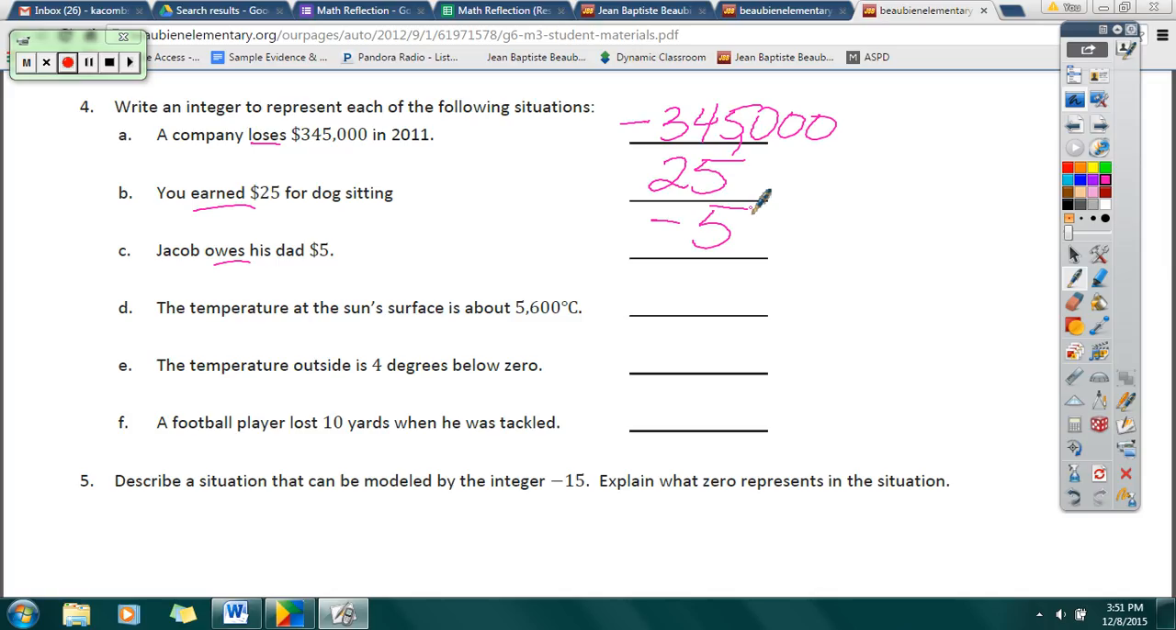The temperature at the sun's surface is about 5,600 degrees. I'm not negative, so I have to be positive. The temperature outside is 4 degrees below zero. The key word is below zero there. A football player lost 10 yards when he was tackled, so it would be negative 10 yards. Okay?